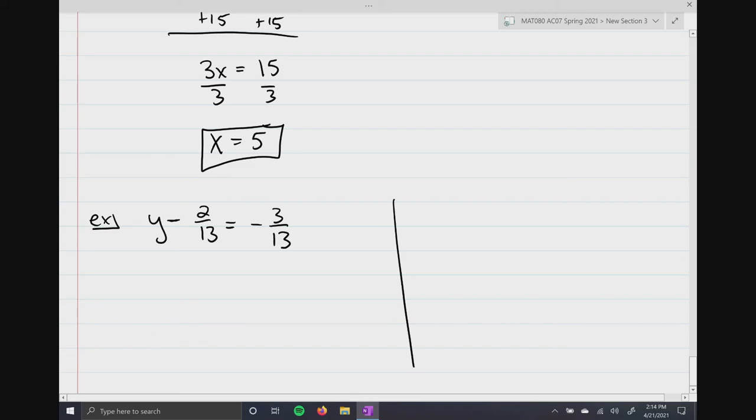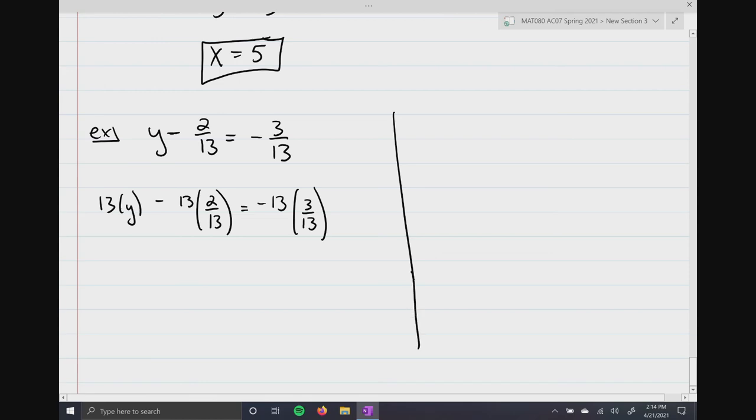Okay? So what I'm going to do is multiply by my LCD. Now, since all my denominators are the exact same number, that number is going to be the LCD. So watch what I do here. Let me write it a little cleaner. I'll write it like this. All right, so all I did is I took 13 and I'm going to multiply every single term in my equation by that number.